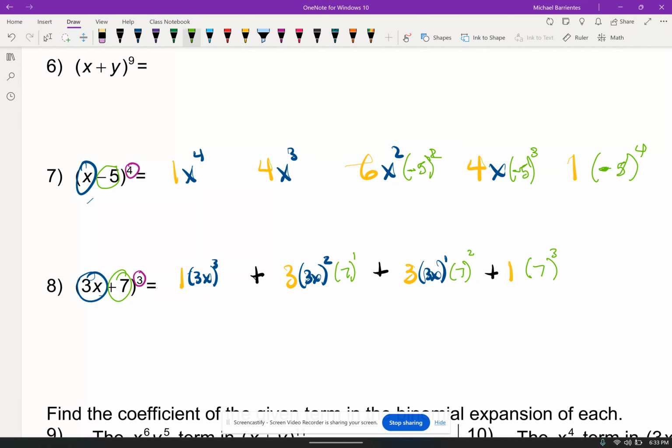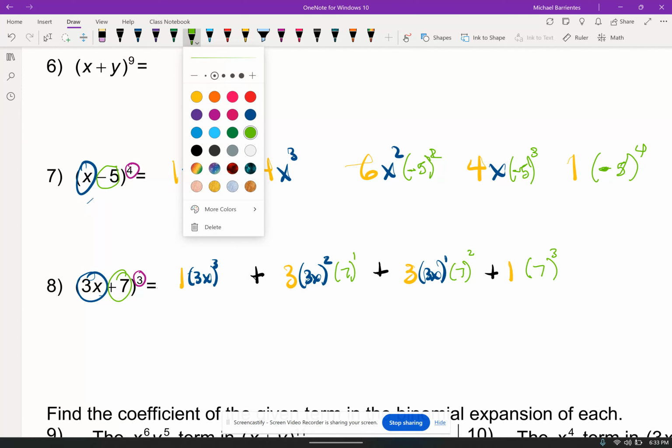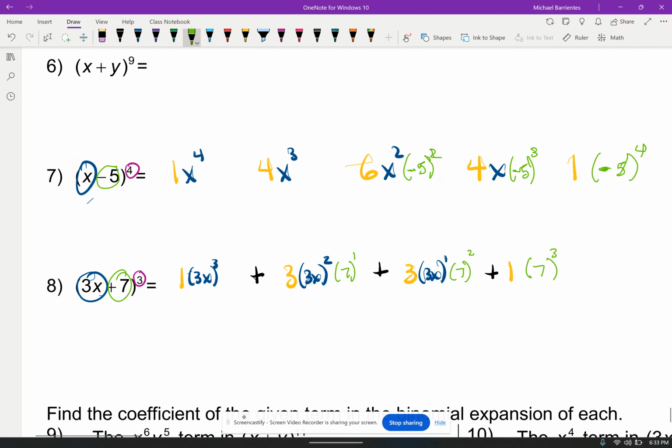I'm having a little bit of trouble with my pen here, negative 5 to the first, and then this one has no negative 5. It's negative 5 to the 0. Now, did I do these right?